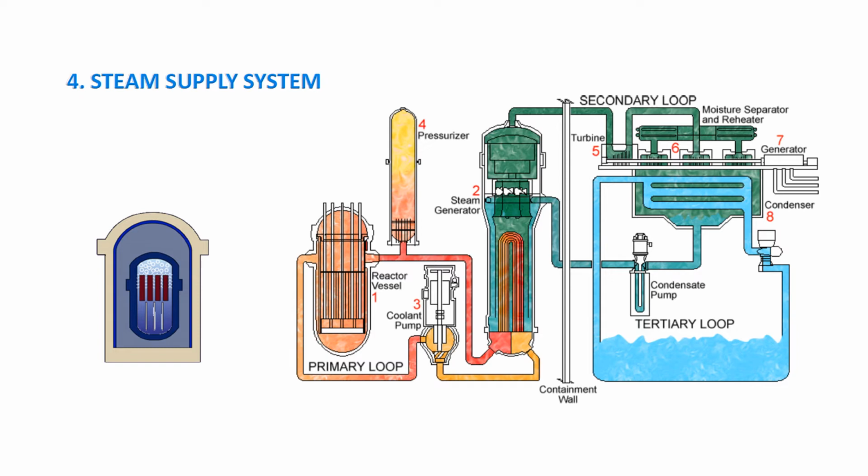Then we have your steam supply system. This is just how your steam flows around. You have here your steam generator number 2, and your nuclear reactor. The heat produced from this one will be used to boil this water, and then you have steam that is produced. The steam will then be used to move your turbine, and as your turbine moves, your generator also moves, creating your electrical energy.